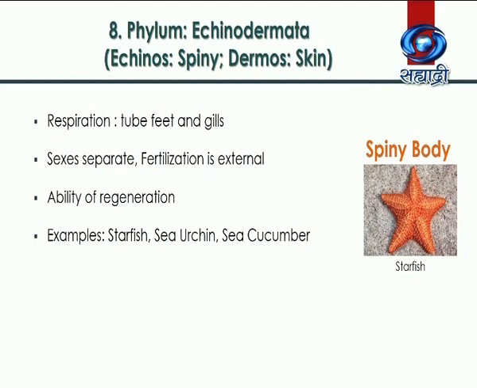Here, sexes are separate. Reproduction is sexual and fertilization is external. These members have an ability of regeneration. The common examples belonging to phylum Echinodermata are starfish, sea urchin, and sea cucumber.